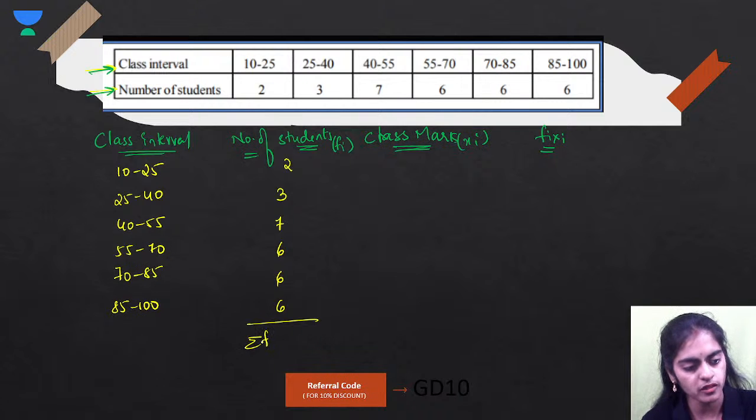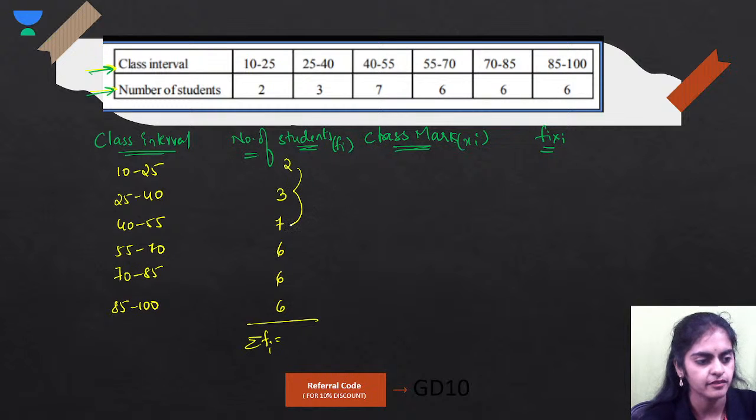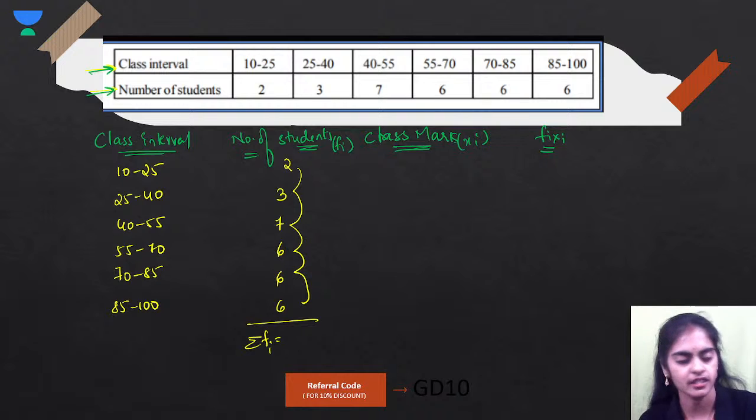So what is the sum of all the students? Sigma Fi. This is 2 plus 3, 5, 12, 12 plus 18 actually. Okay, so 12 plus 18 will give me 30.